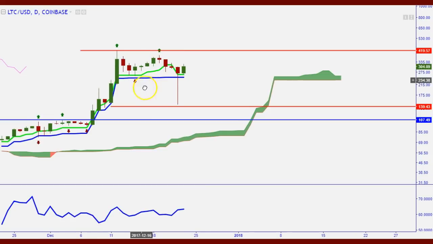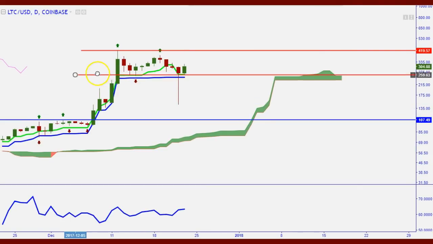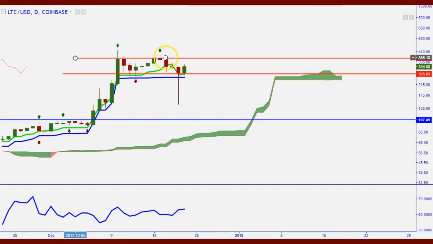Then let's go to the bodies. So we'll put this at the bottom of this body and then we'll go to this top here. So on the daily time frame, you could see that range we're in. Basically, you could call that consolidation because it's not that big.